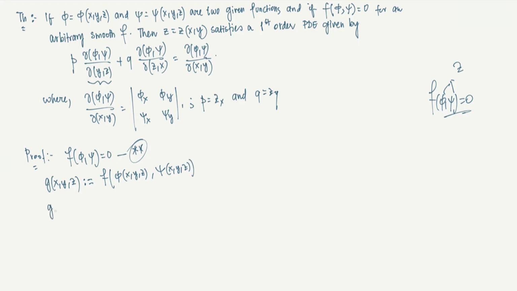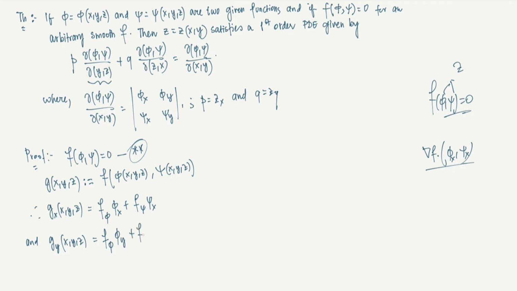Now if this is given to us, what is g x? Let's just look at it. g x of x, y, z will be nothing but f phi phi x plus f psi psi x. This is just chain rule, right? So basically this is gradient of f dotted with phi x and psi x, which actually turns out to be this particular thing. And if you look at what is g y of x, y, z, what does that give you? It is basically f phi phi y plus f psi psi y. Is it okay? So those two relations are there.